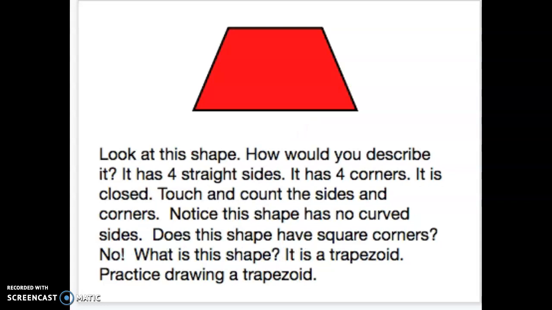Look at this shape. How would you describe it? It has 4 straight sides. It has 4 corners. It is closed. Touch and count the sides and corners. Notice this shape has no curved sides. Does this shape have square corners? No, you cannot make a perfect square in the corner. What is this shape? This shape is called a trapezoid. Practice drawing a trapezoid.